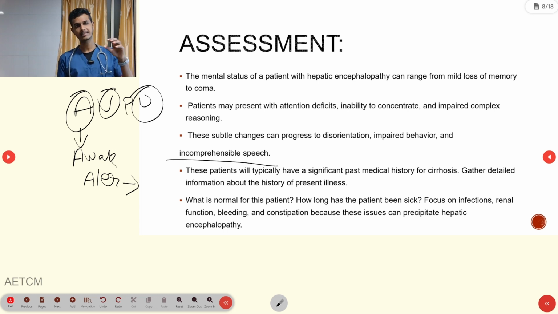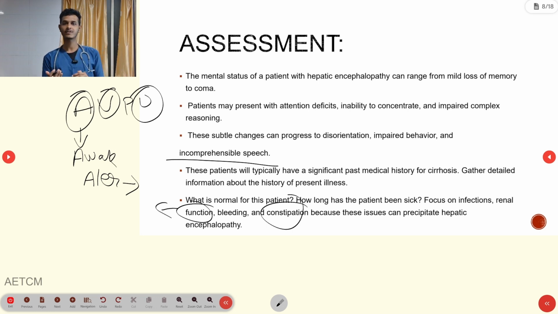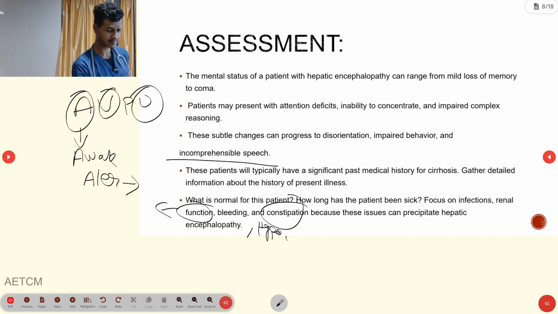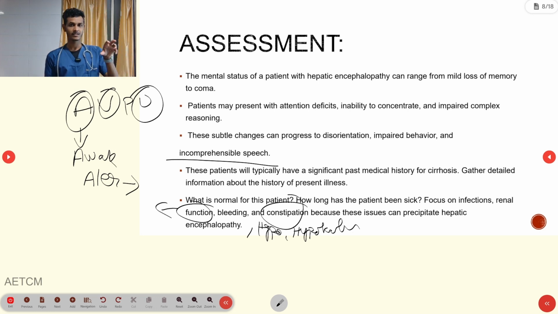If there is any past history, whether he is on any regular medication or not, that we also have to ask. And then we have to rule out any precipitating factors like constipation, any infection, renal function or renal failure, any gastrointestinal bleeding, constipation. So these are some precipitating factors for hepatic encephalopathy. Along with this, hypoglycemia and then hypokalemia. Those are also precipitating factors for your hepatic encephalopathy. These are the things we have to rule out during assessment.